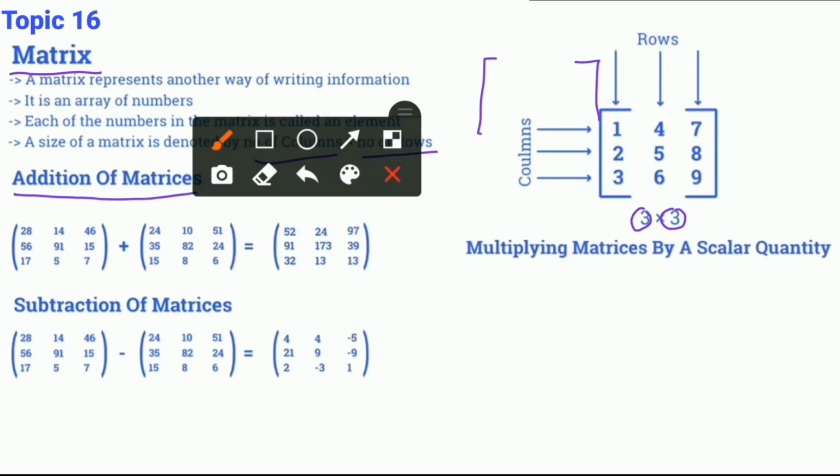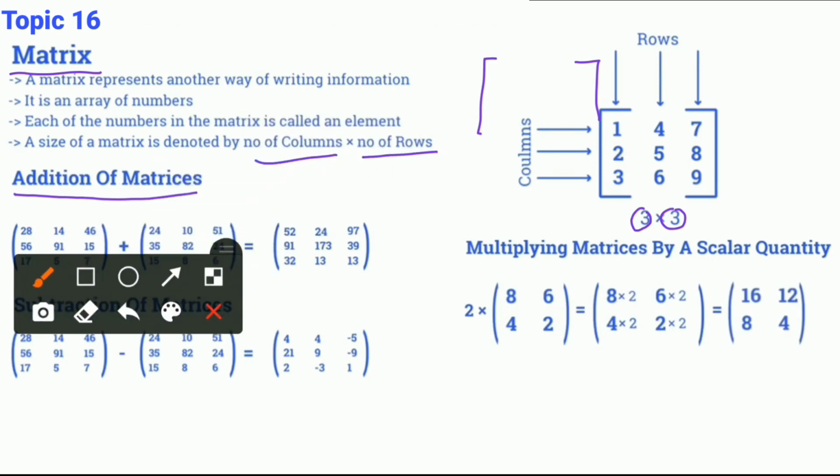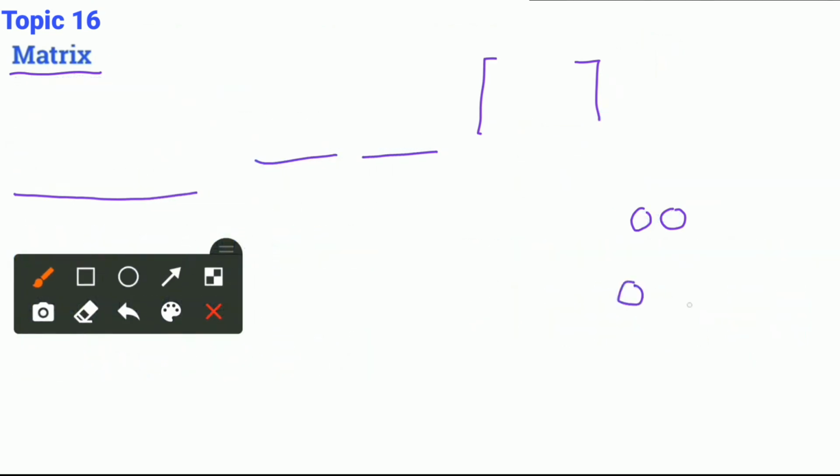Okay, multiplying matrices by a scalar quantity. We multiply it by a scalar quantity and the numbers increase. Each element inside a matrix increases, multiplying by all of them.